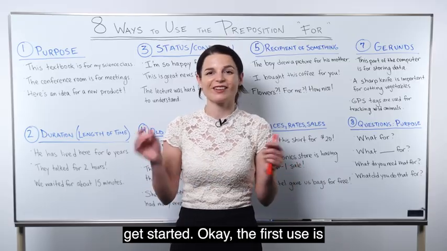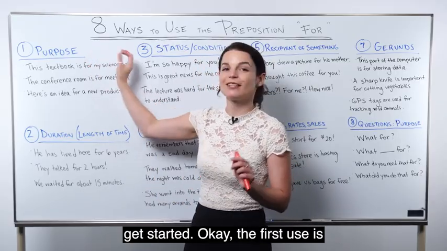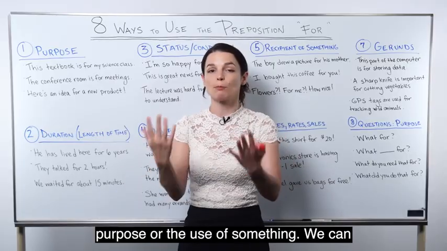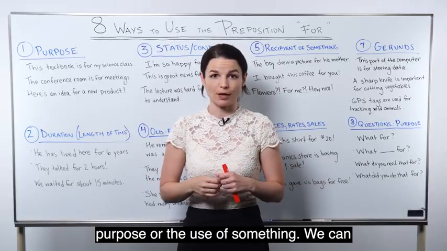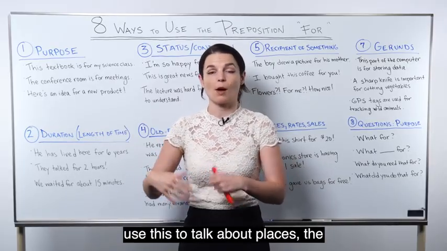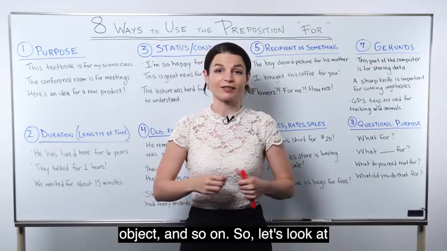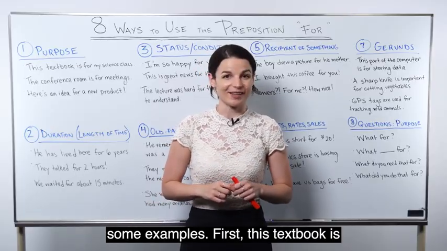Let's get started. Okay, the first use is purpose. So we use for to express the purpose or the use of something. We can use this to talk about places, the purpose of a place, the purpose of an object, and so on. So let's look at some examples.